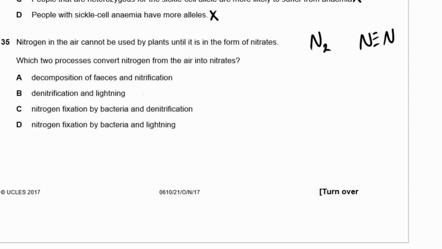Denitrification and lightning. Denitrification is removing the nitrogen from being usable, so creating the N2, not creating the nitrates. So it's not the first one, not the second one. Nitrogen fixation by bacteria. That sounds good. Nitrogen fixation is fixing nitrogen into a form that's usable by the plant. And denitrification. Denitrification is exactly the opposite of nitrification. So no. And nitrogen fixation by bacteria and lightning. Yes, lightning has enough energy to break that triple bond, and certain bacteria can do that as well. So the answer is D.